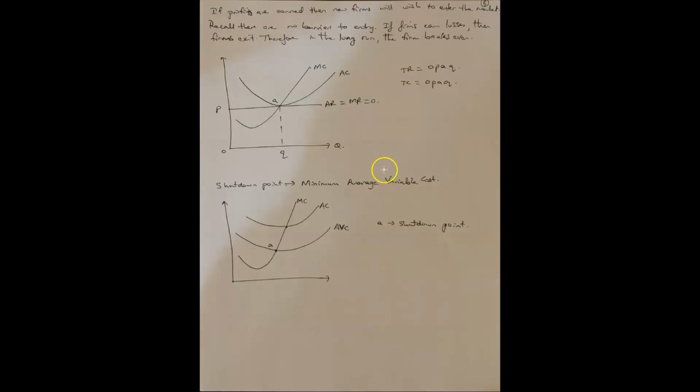However, we could go on now to look at the long run scenario, where firms will only break even. They will not make profits or losses, they will only break even. So if profits are earned in the short run, what would happen? Because there's freedom of entry into the market, attracted by these profits, new firms will want to enter into the market. Remember, there are no barriers to entry. So more firms will want to enter into the market.